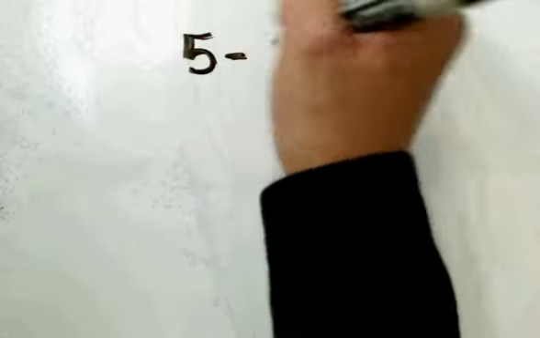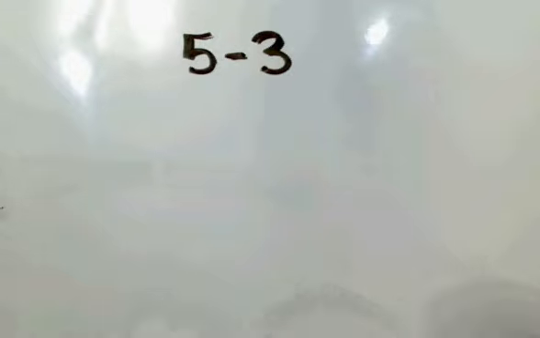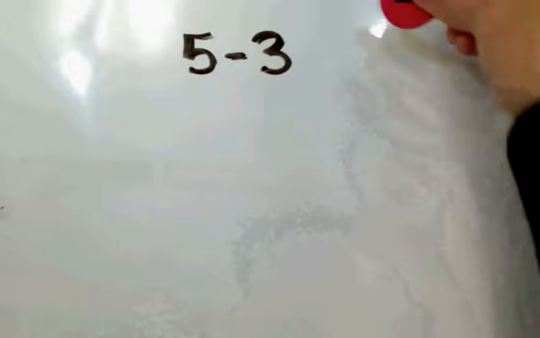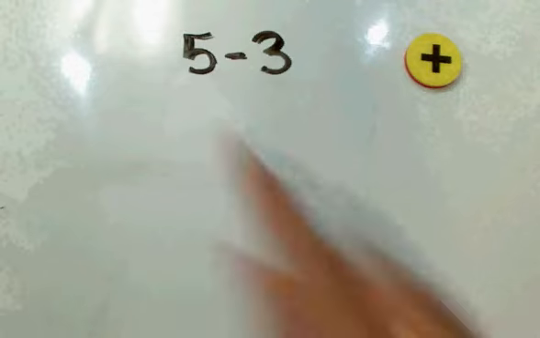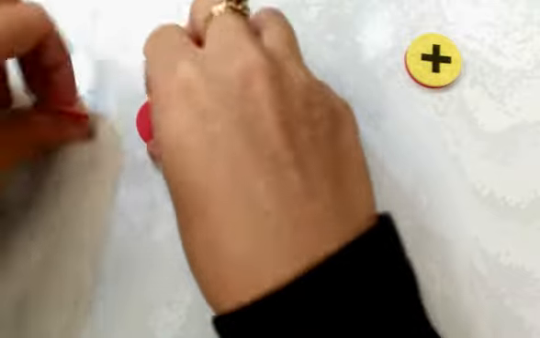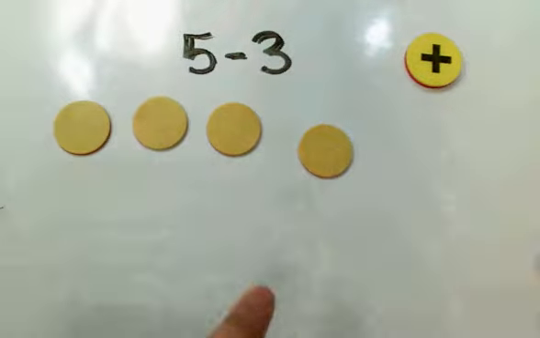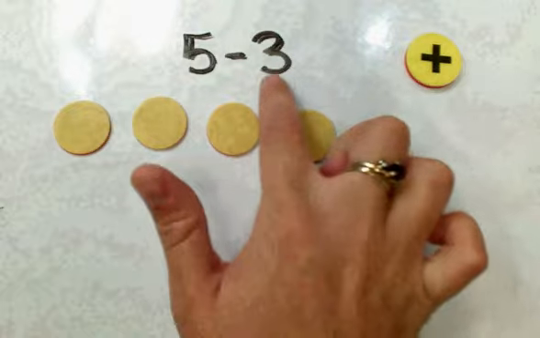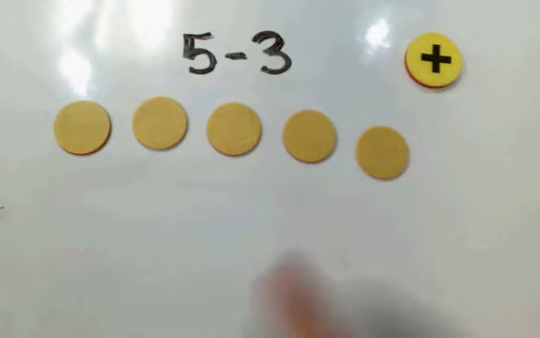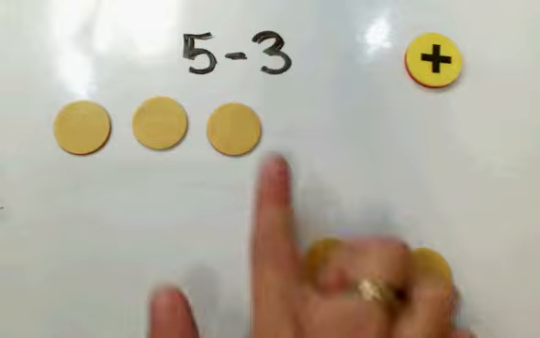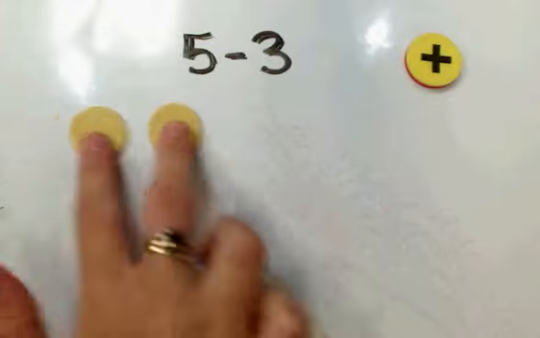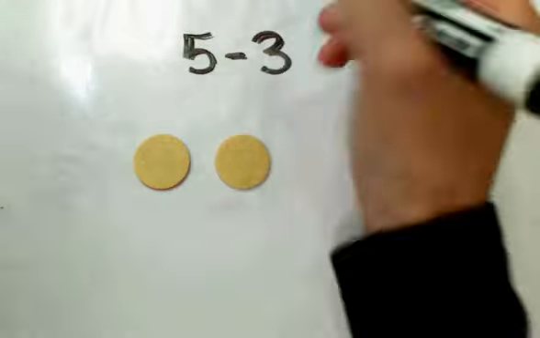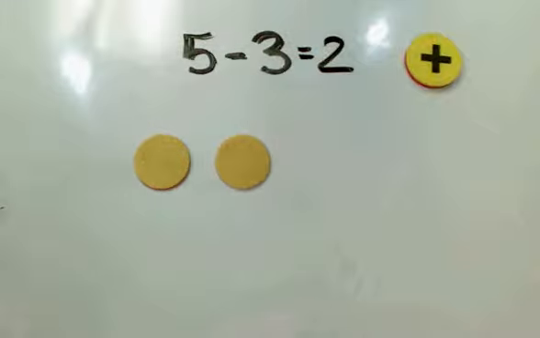Let's just look at a typical model. Let's do 5 minus 3. I'm dealing with positive numbers. I have 5, I'm starting with 5 positives. Now I want to take away 3 positives. So I'm going to take away 1, 2, 3 positives. Once I take away 3 positives, I'm left with 2 positives. My answer is going to be positive 2.